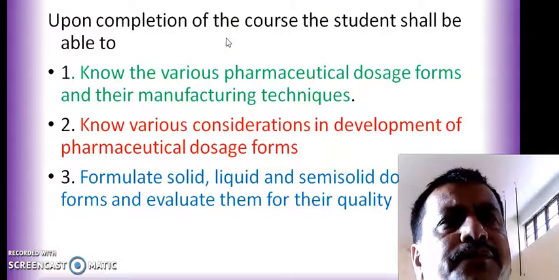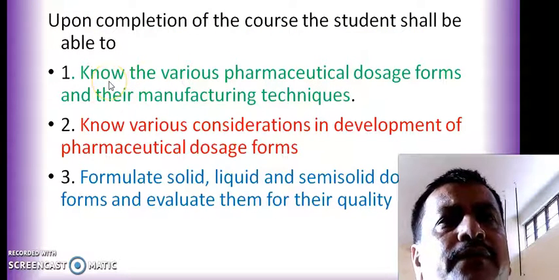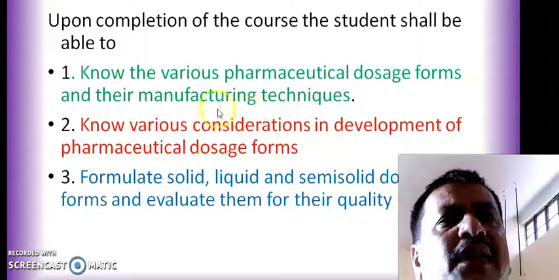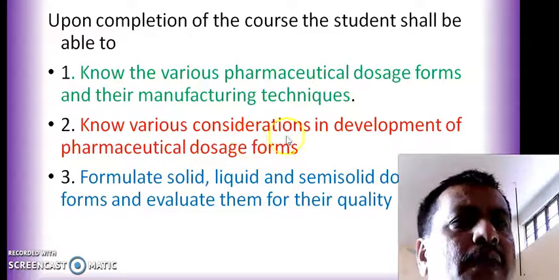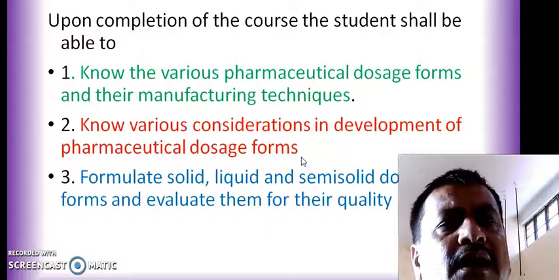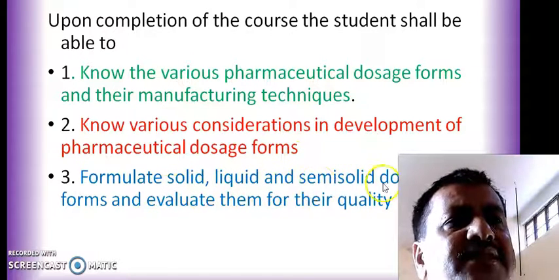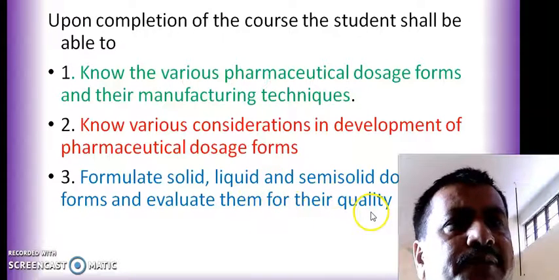Then the objectives are as follows. Upon completion of the course, the students shall be able to know the various pharmaceutical dosage forms and their manufacturing techniques. Know various considerations in development of pharmaceutical dosage forms. And lastly, formulate solid, liquid and semi-solid dosage forms and evaluate them for their quality.